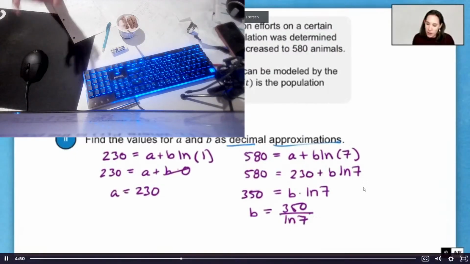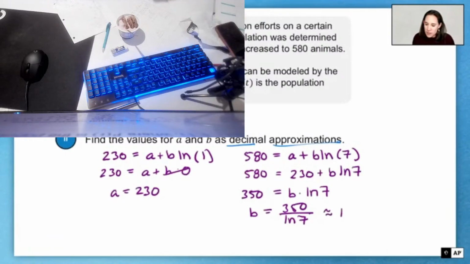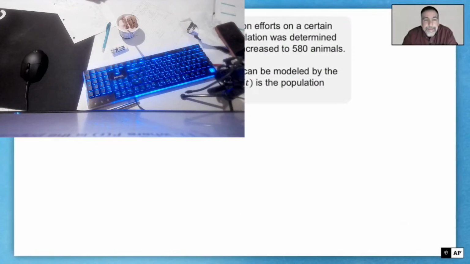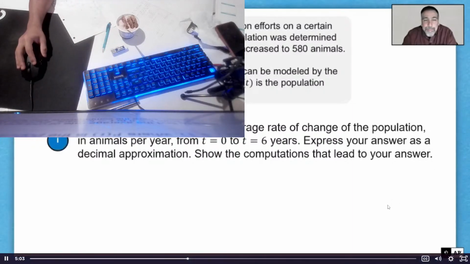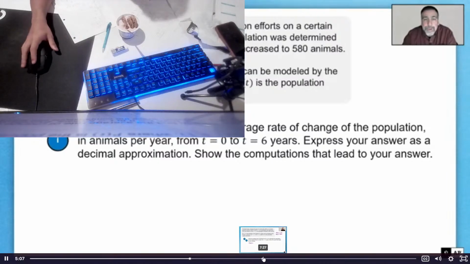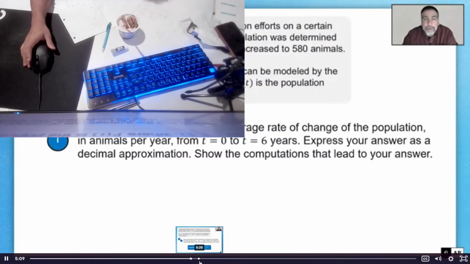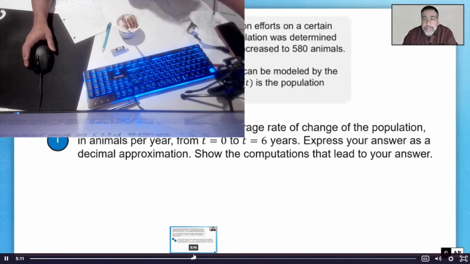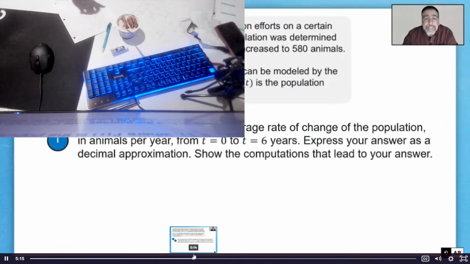I type this into my calculator. I'm going to get a value of 179.864, and I'm going to go ahead and truncate that, or even if I round it, I get the same value here. Why don't I take a shot at this next part, part B1? Use the given data to find the average rate of change of the population of animals per year from t equals 0 to t equals 6 years. Express your answer as a decimal approximation. Remember, show the computations that lead to your answer.